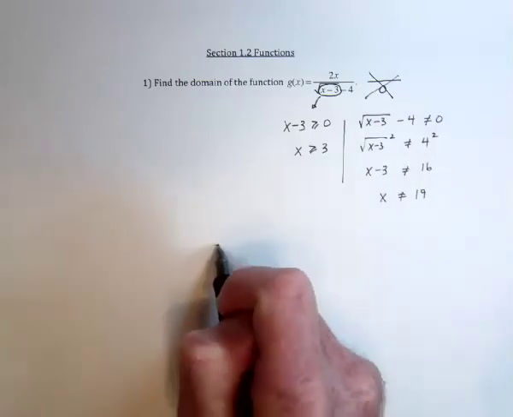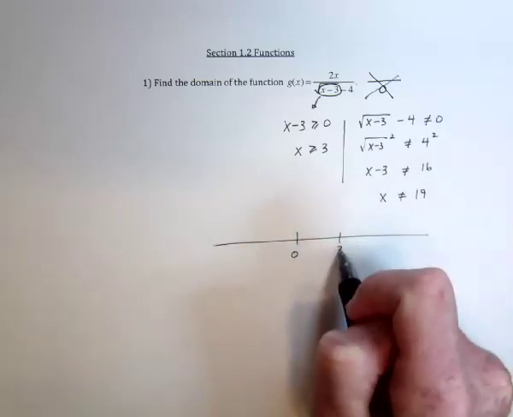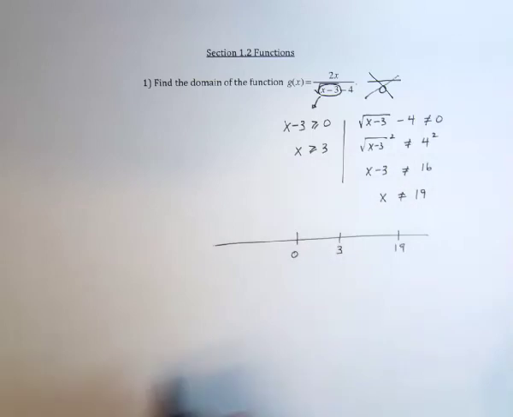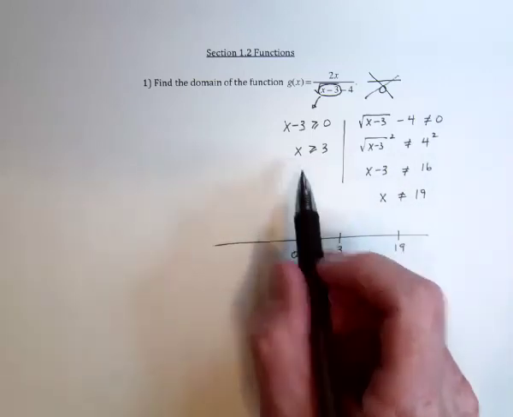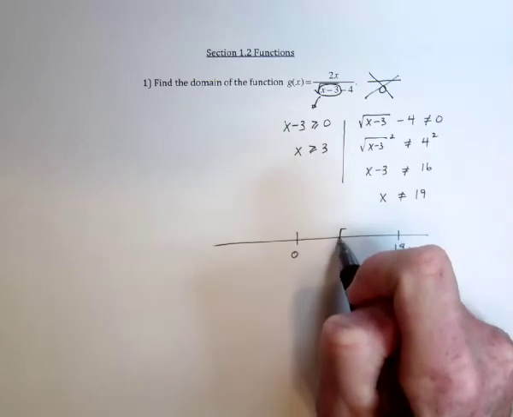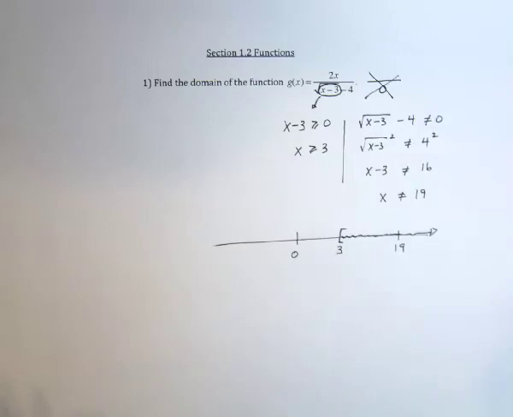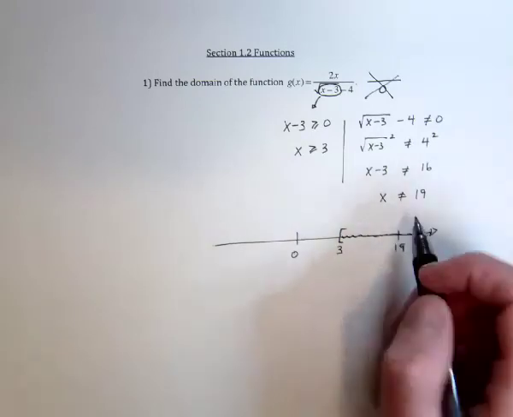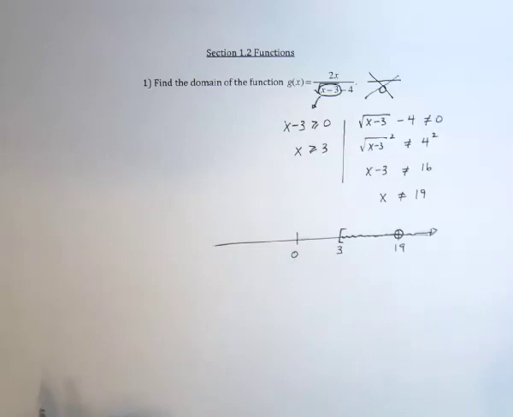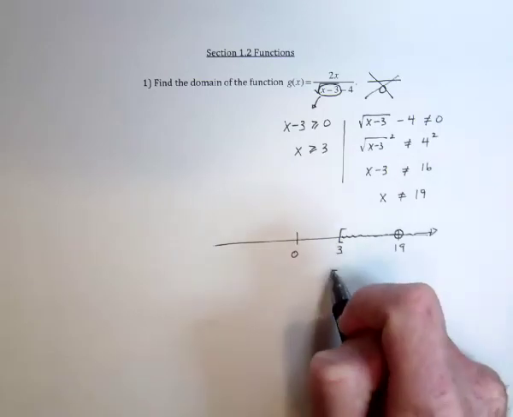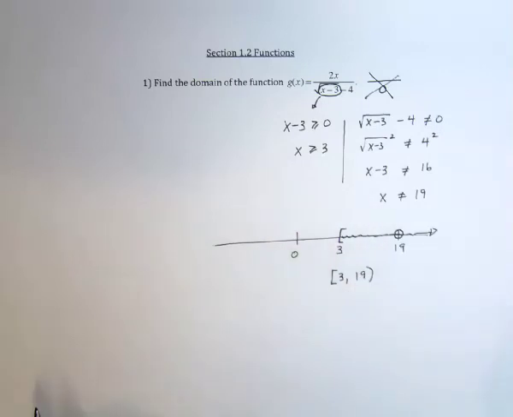Well, you can look at it on the number line and say, here's 0, here's 3, and there's 19. According to this part, we need x to be bigger than or equal to 3. So starting here at 3, go to the right forever. But then this part says we need to throw out this 19. So in interval notation, that would then say start at 3 and go to 19, but throw out the 19.